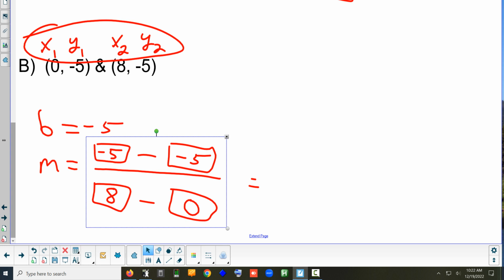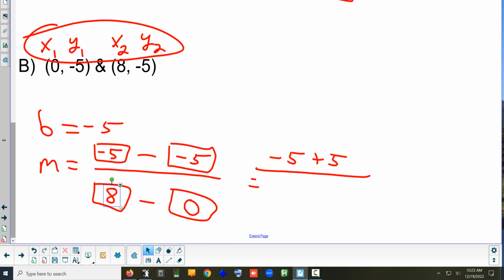Okay, so let's look at what happens in the top. -5 minus -5. Minus a minus. What's that turn into? They cancel each other out. That makes a positive. So that's what we have in the top: -5 plus 5. And we might as well do the bottom. What's 8 minus 0? 8. Yep, 8 minus 0 is 8.